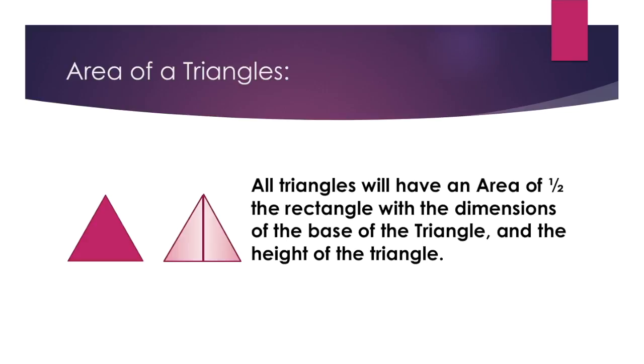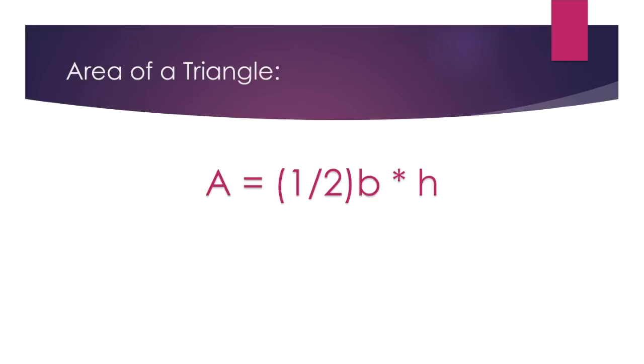So again, going back, that original triangle will have 1/2 of the area of the rectangle with the same base and the same height. So the formula that we can use for the area of a triangle is 1/2 base times height.